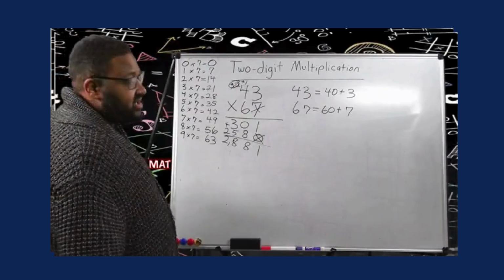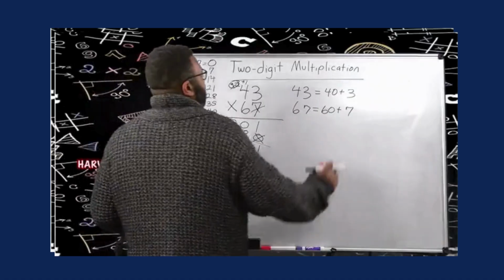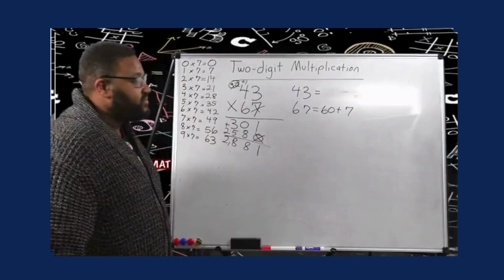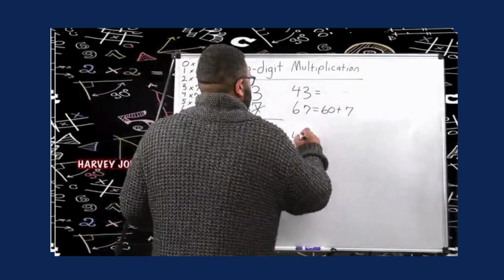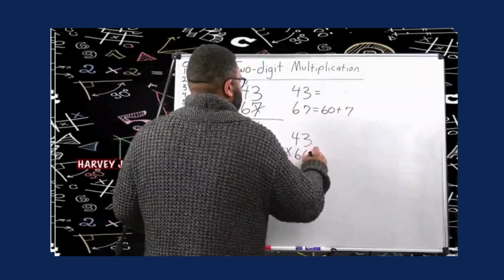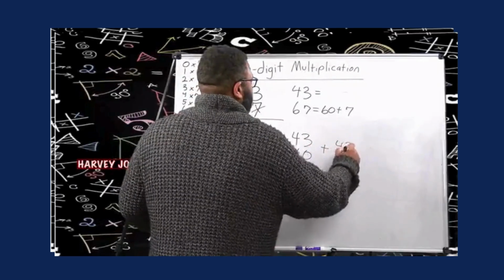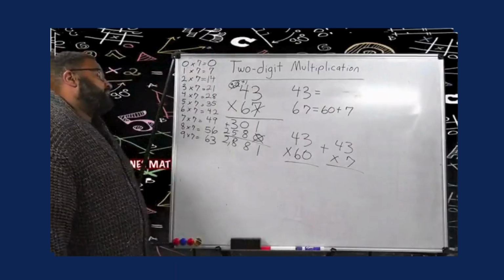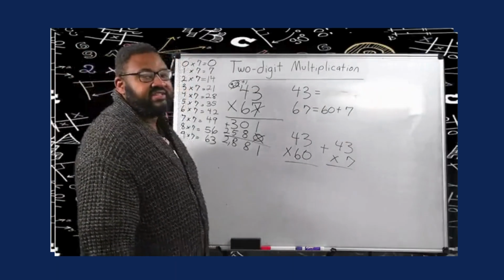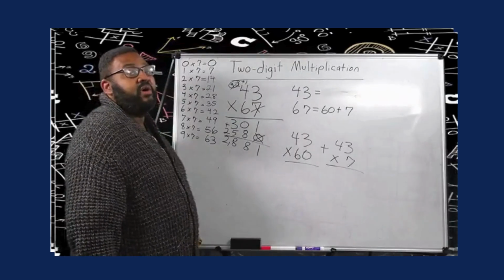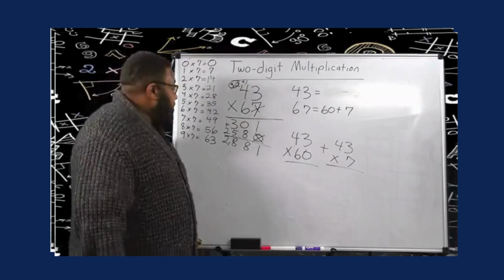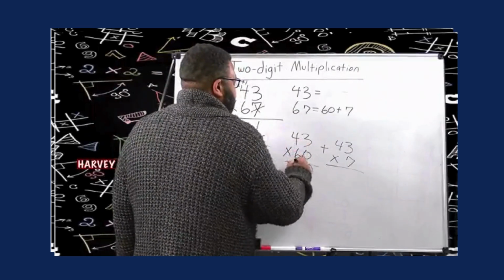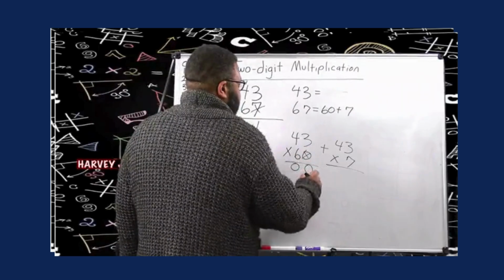All we're doing is what? Expanded form. All right? But I'm going to erase this part right here because when it comes to the modified Daddy's way, we're just going to go 43 times 60 plus 43 times 7. And once again, just like Daddy's way, we go up and over, up and over, up and over, up and over. 0 times 3 is 0. 0 times 4 is 0. I'm done with this. I put a placeholder here.